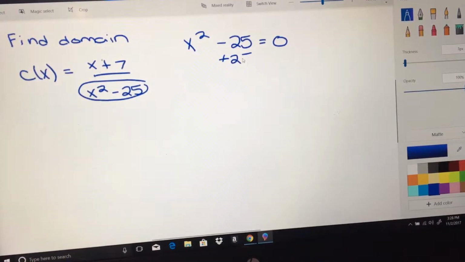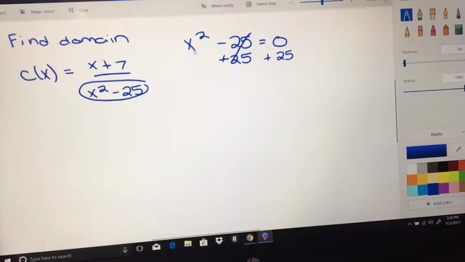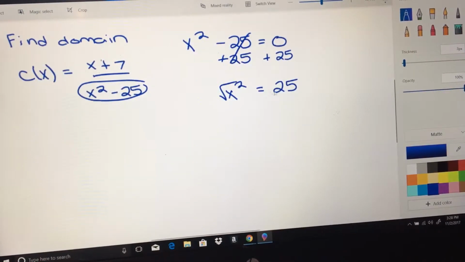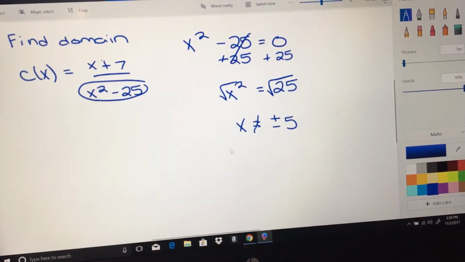And the reason why we set it equal to 0 is because we want to say, okay, if I set it equal to 0, then whatever I plug in for x is going to make the denominator 0. And of course, we can't divide by 0, so we want to know those values. So we get x squared equals 25, and we undo the x squared by taking the square root. We get x equals positive and negative 5. So we say, okay, well, those are the values that are going to make the denominator 0, so we can't have these values. We say x can't equal plus or minus 5 in order to be the domain.